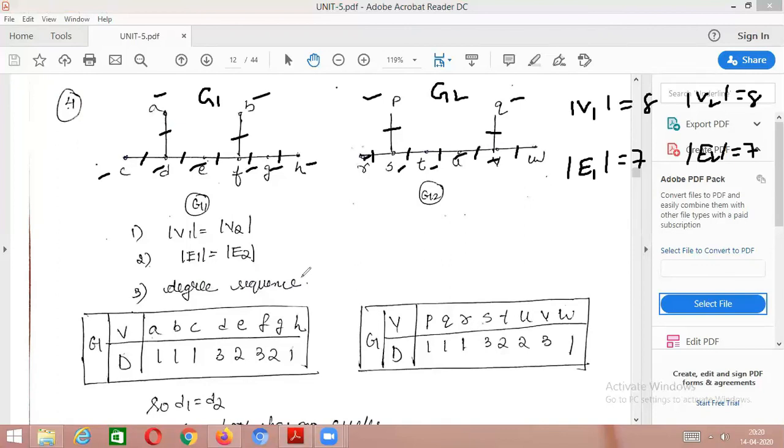So now you can write the degree sequence. Wait a minute.